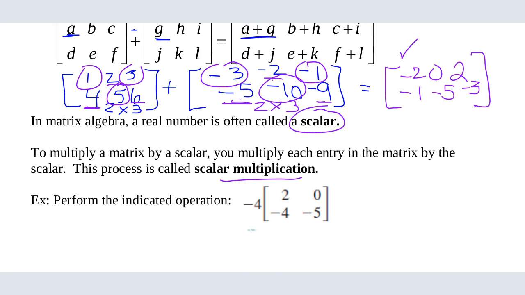Scalar multiplication. This represents your C, for constant, this is matrix A. So we're doing C times A. So essentially that means just distribute. So distribute will be negative 8, 0, distribute 16, 20.